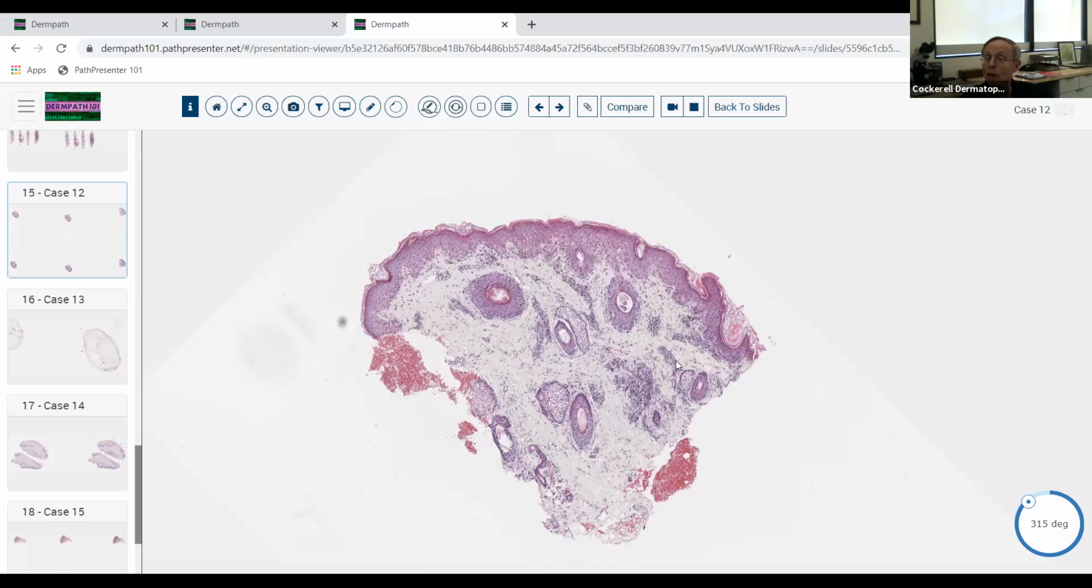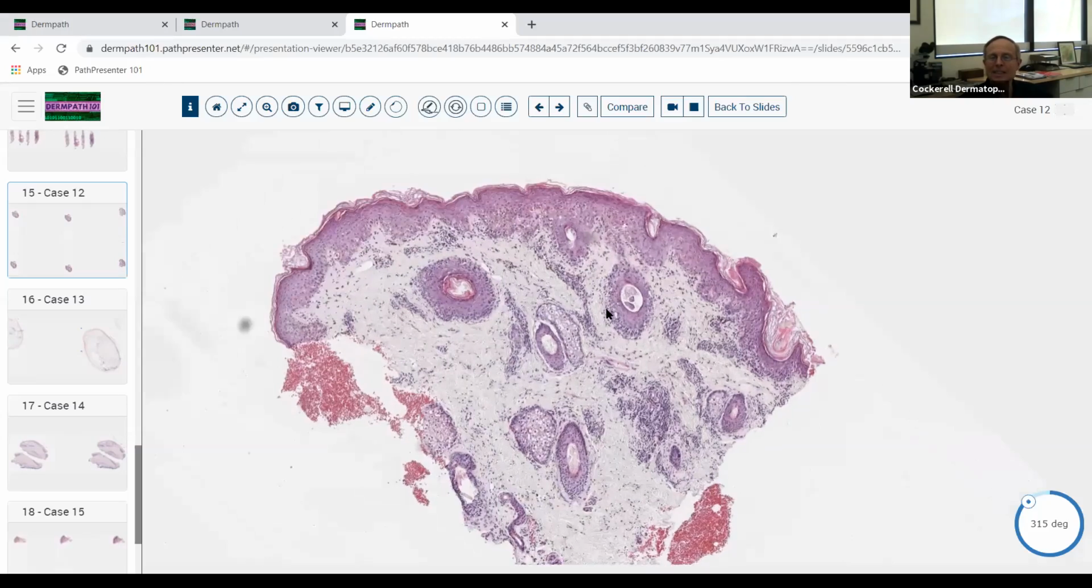Maybe a fixed drug eruption. We know that can give you an interface dermatitis. So again, there's not a whole lot of diseases that give you vacuolar or interface dermatitis. So that's kind of the good news.